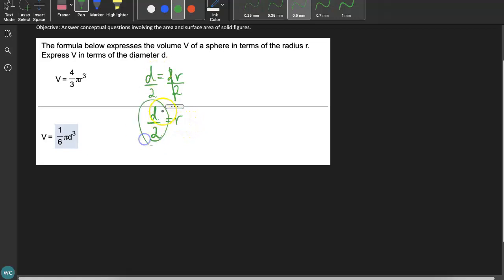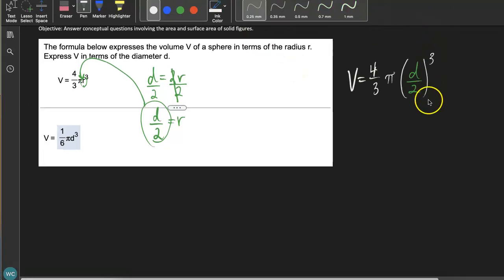Now what we're going to do is take this expression, d over 2, and substitute it where we see r in the formula. So I'm going to come over to the side and do that substitution. So now we have 4/3 pi and the quantity d over 2 cubed. Instead of r, I've just left it in that color to highlight that substitution. R is equivalent to d over 2, so we're substituting that value there.